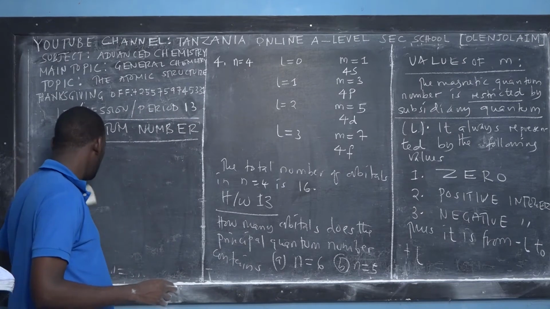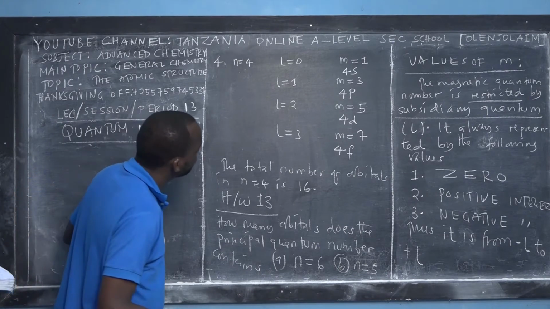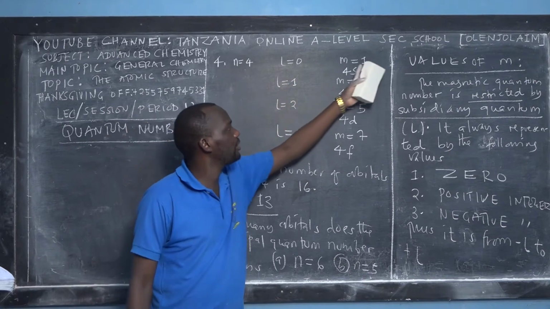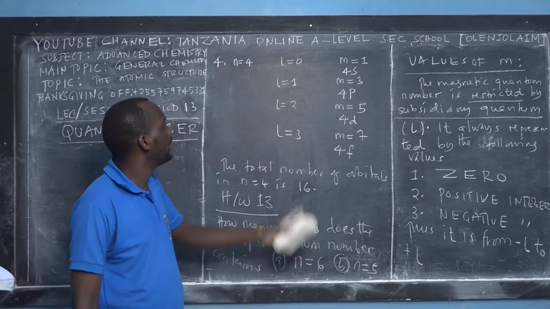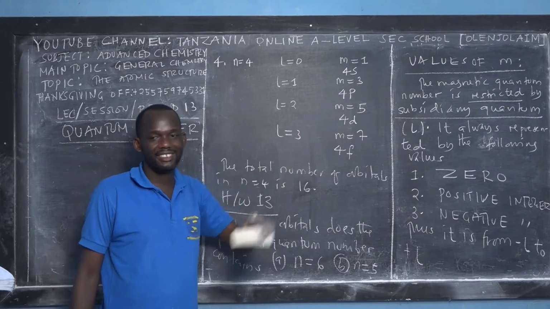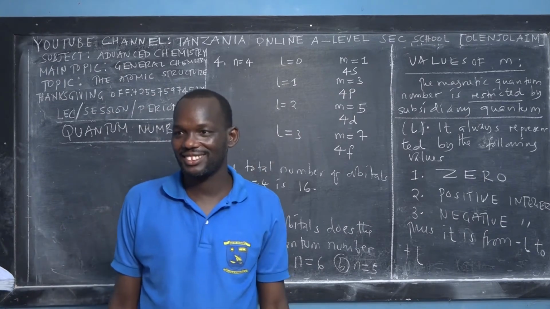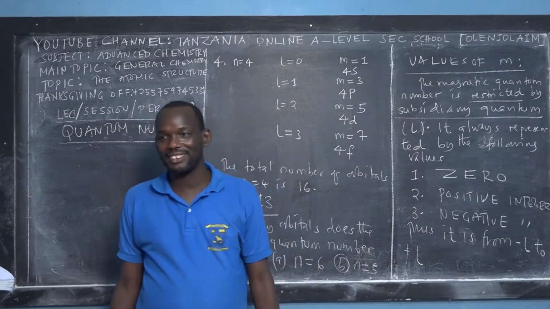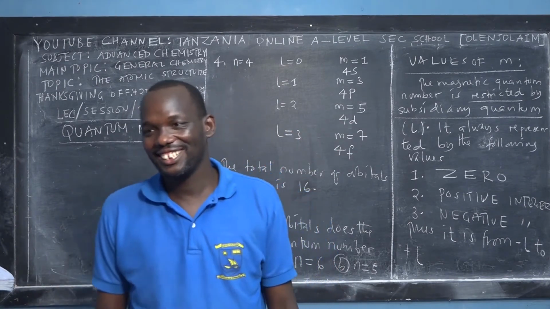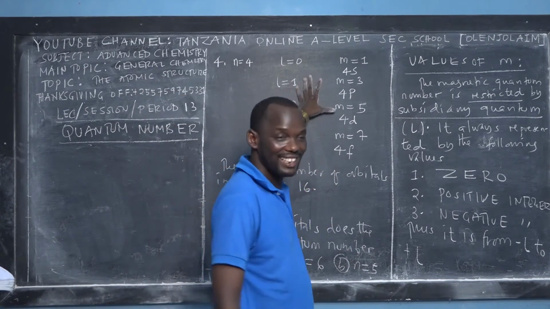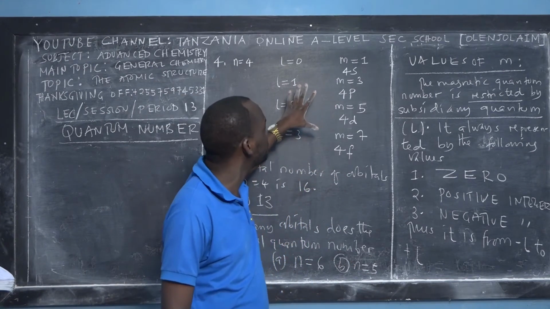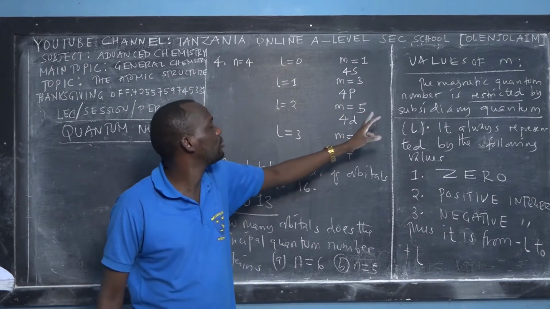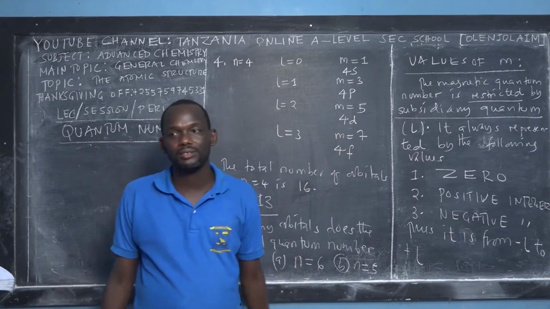Now I want to take you deeper. And the question is, for example, when L is equal to 0, we have m equal to 1. When L is equal to 1, we have 3. When L is equal to 2, we have 5. What does it mean? What is the meaning? So now I want to take you deeper. I want to explain in detail what this means: 1, 5, 7. What does it mean?